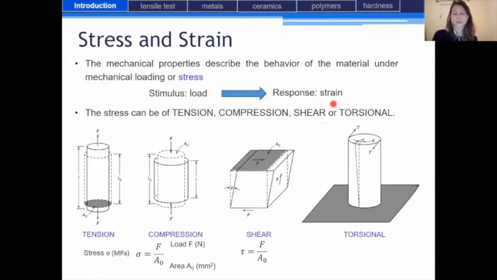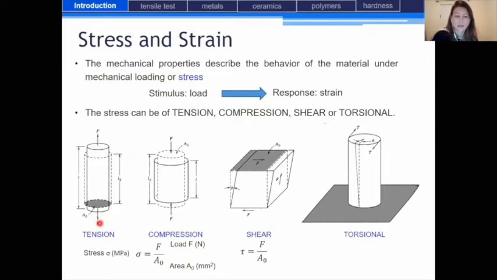So the stress can be of 4 kinds, 3 in fact, because the last one, torsional stress, is a specific case of shear. So the 3 stresses are tension, compression, and shear. So let's see the first one, tension. So here in dashed line is the original specimen on which we apply a specific load.